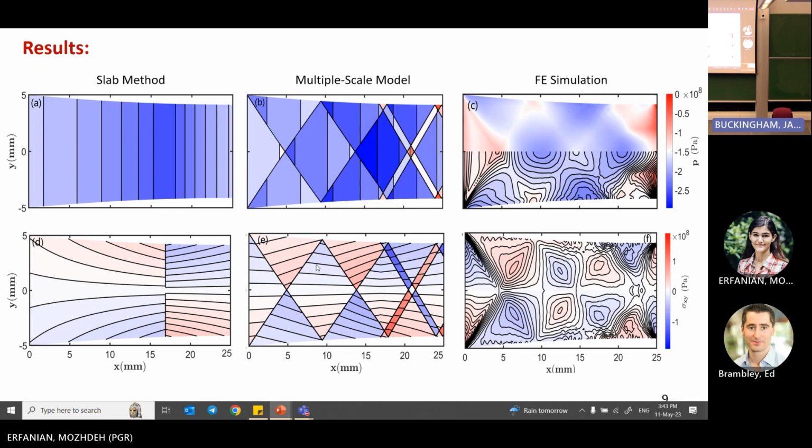While in the multiple scale, you can see that the direction of shear changes in a diagonal line, and it changes not only once, but many times. And again, it is inconsistent with the results from Finite Element.